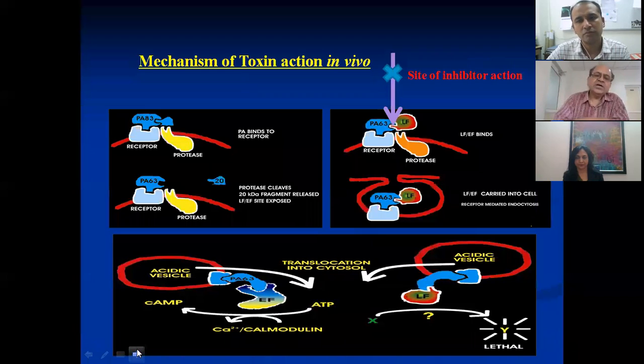Now, if you look at this cartoon again, which I showed you earlier, if you try to inhibit the interaction of protective antigen with lethal factor, cell death cannot occur. So I collaborated with my colleague Abhinav Grover. He suggested certain inhibitors by doing his bioinformatics study, and we tried that.